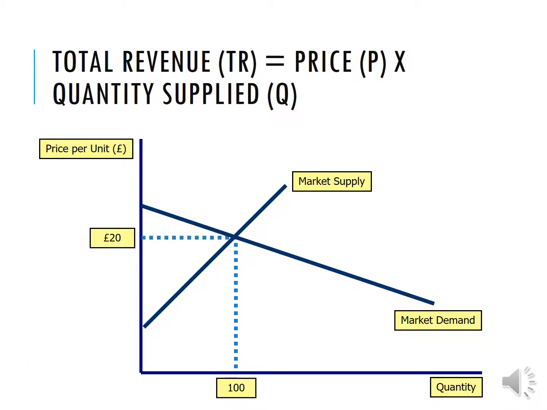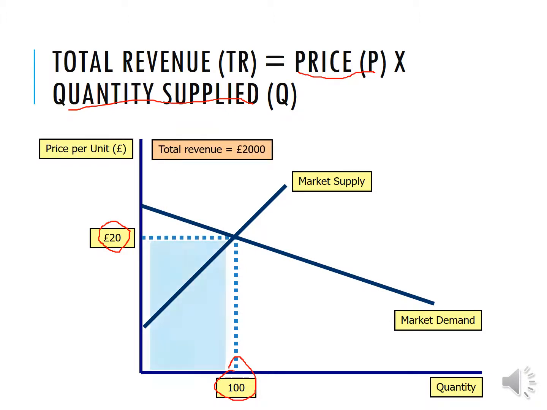First of all, we can use the supply curve and the market diagram here to work out how much money the supplier is receiving in total. We can do that by multiplying the market price by the current quantity supplied. So in this example, the price is £20 and the market is currently buying and selling 100 units. So the total revenue here would be 20 times 100, £2,000.